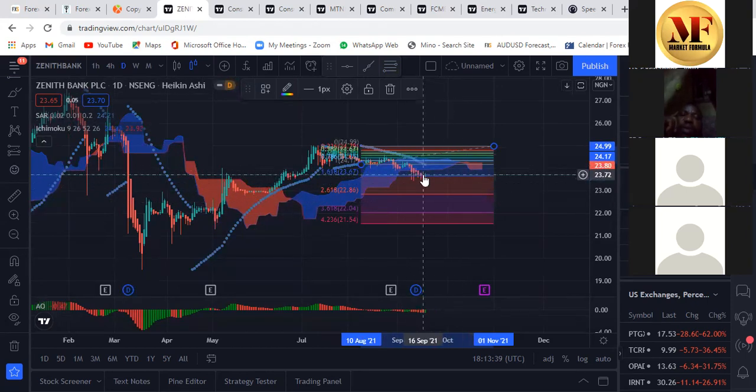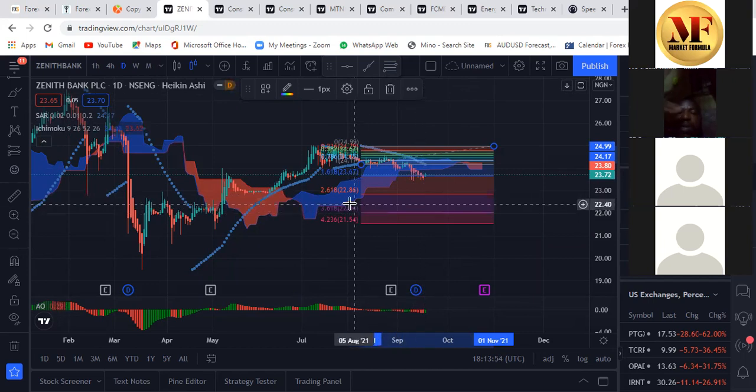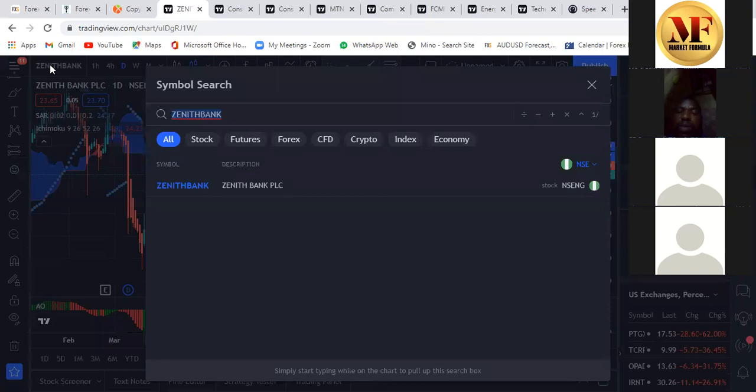So if it doesn't hold at this price, it will come and test this level, which is 22 naira 86 kobo. If it doesn't hold at this price, it will come and touch this level, which is 22 naira 4 kobo. If it doesn't hold, it will come and hold at this level. So as far as this trend is, we are already in the downtrend in Zenith Bank. Let's look at Sterling.